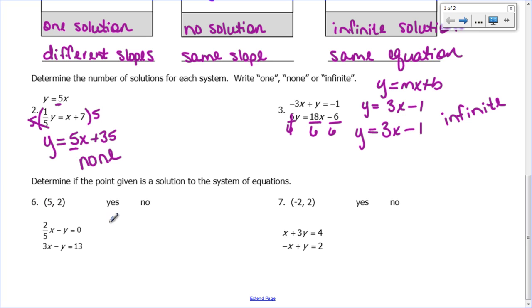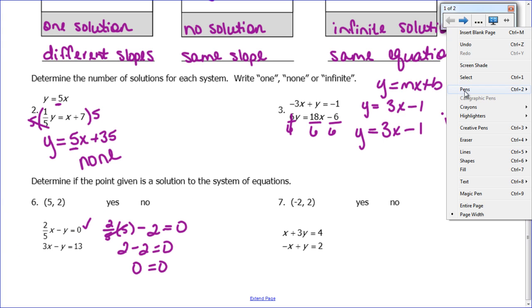So in this top equation, I'm going to do 2/5 times 5, because in my point x is 5, minus 2, because that's what y equals, and it should equal 0 if it works for that equation. Well, 2/5 times 5, the 5's cancel, so I have 2 minus 2 equals 0, and the last time I checked, 0 really does equal 0, so the point works for this equation. Now we have to test the bottom equation.